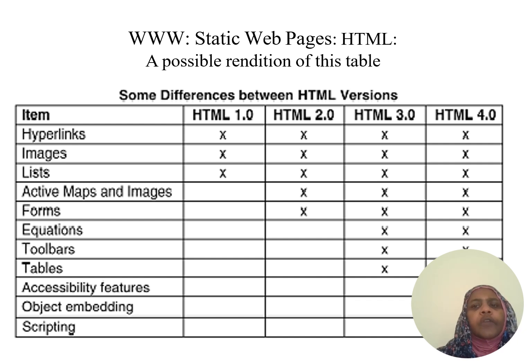There are 4 versions of HTML, 4 generations. The first supports hyperlinks, images, and lists. The second supports active maps and images and forms. The third supports equations, toolbars, and tables. The fourth supports accessibility features, object embedding, and scripting.